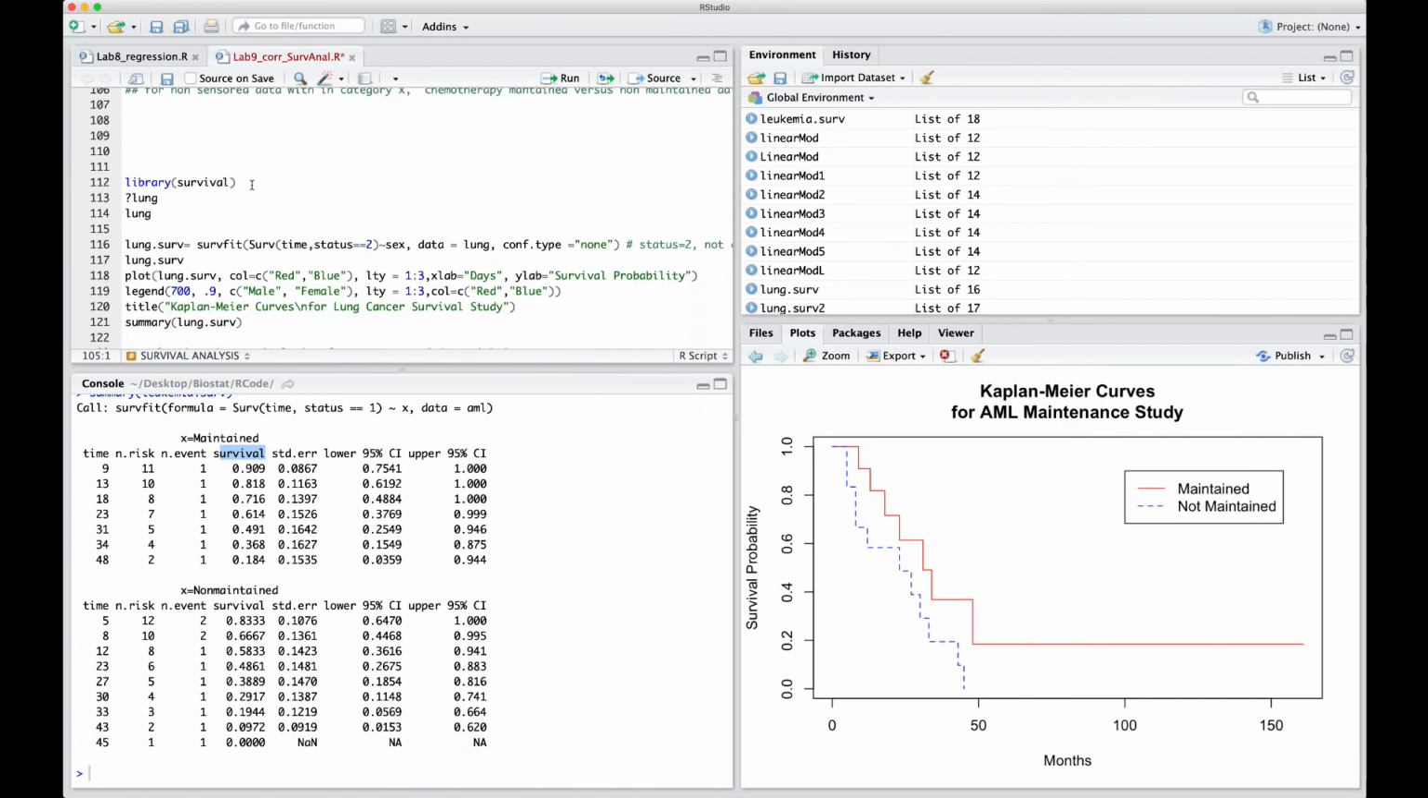Okay, so let us do one more example. This is the survival library, the lung data.